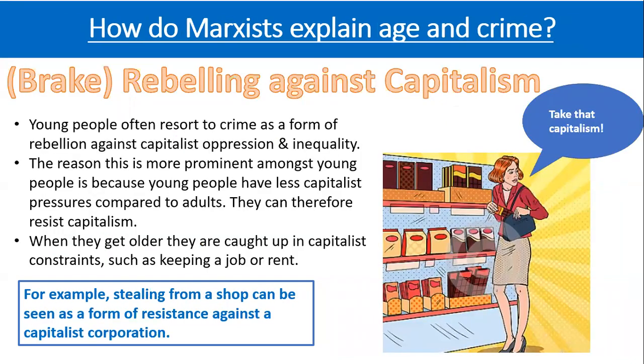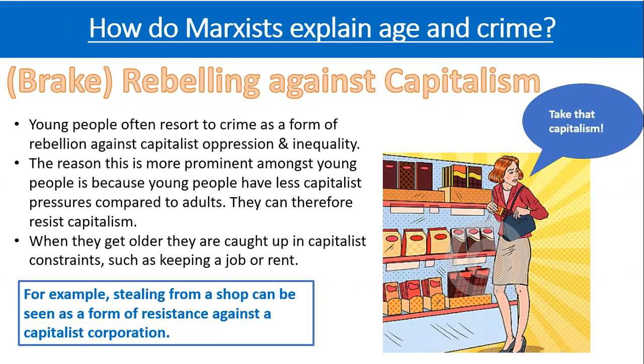Okay, we move on to the Marxists now. So Brake argues, to some extent, and this is slightly different from what Young's saying, Brake argues it's a form of rebellion against capitalism. So young people often resort to crime as a form of rebellion against an oppressive capitalist system with class inequality. The reason this is more prominent amongst young people is because young people have less capitalist pressure compared to adults. They can therefore resist capitalism. When they get older, they are caught up in capitalist constraints, such as keeping a job or rent.